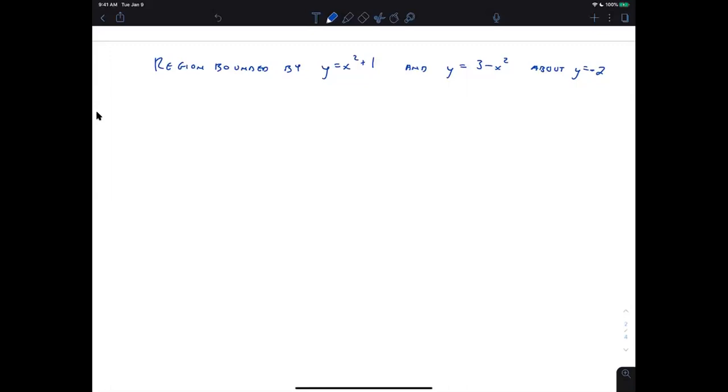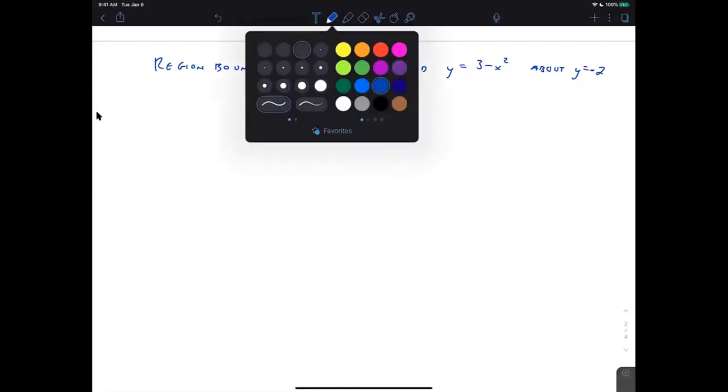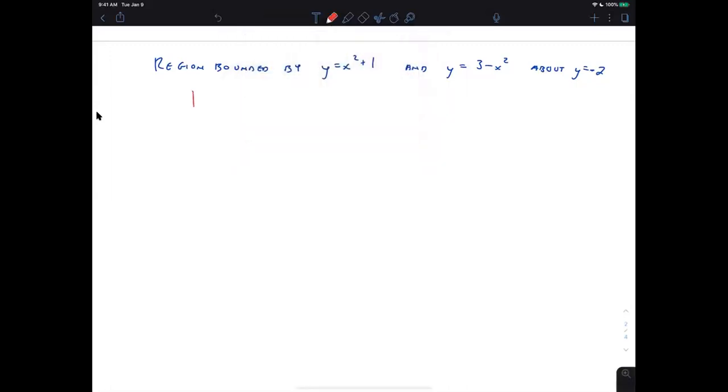So let's get a sketch real fast. So the sketch, y equals x squared plus 1, looks about like that. Y equals 3 minus x squared looks about like this. Picture purposely not to scale. So this is 1 and this is 3.